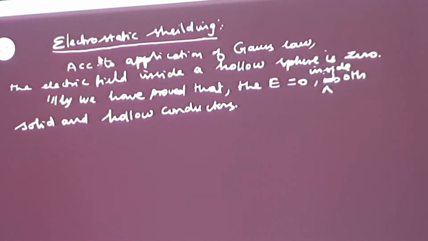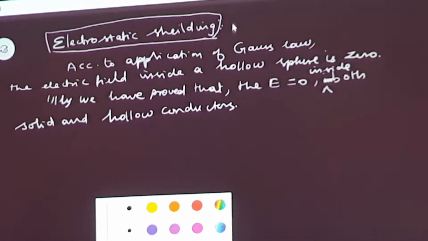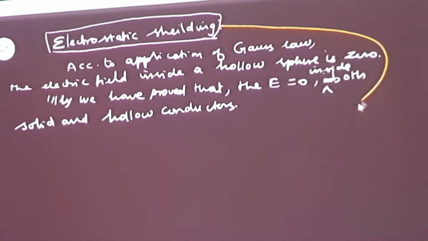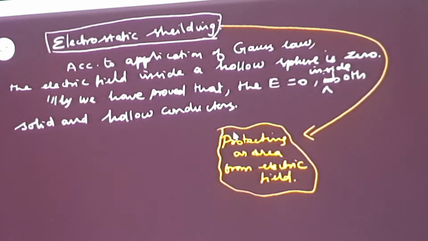What is the physical or literal meaning of electrostatic shielding? It is nothing but protecting an area from the electric field or from electric field lines. Protecting an area from the electric field, this we are calling the literal meaning of electrostatic shielding.